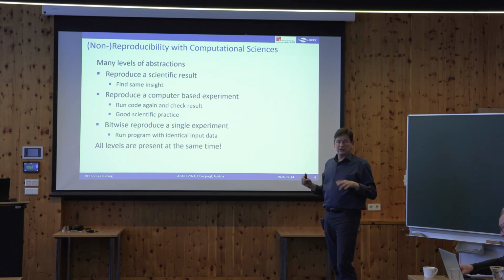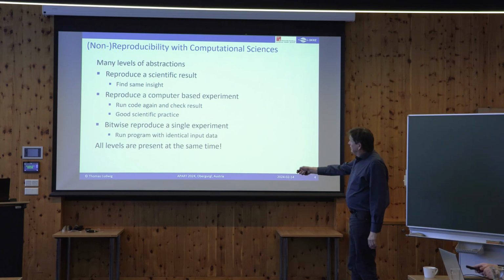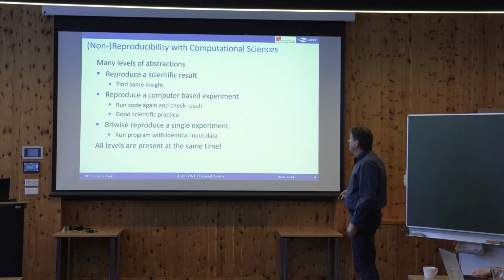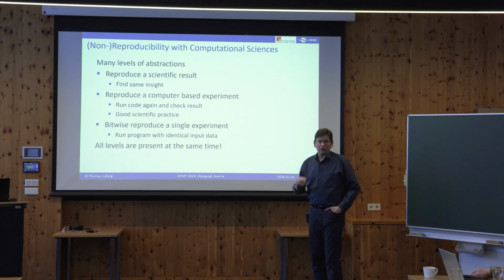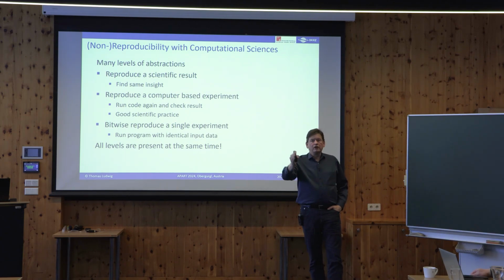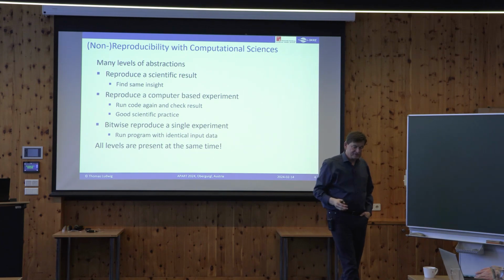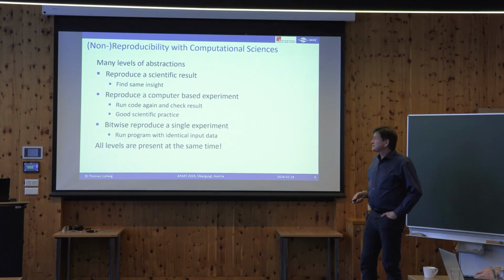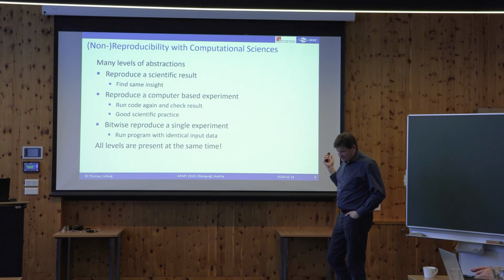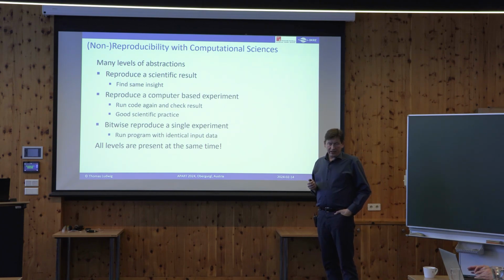Maybe on my machine the environment is identical, but will another person be able to reproduce it? And then on the lowest level is what is called bitwise reproducibility of a single experiment. You run a program, you get a certain result, you run it a second time, and you would like to have it bitwise identical. Is it possible or not? We will just see. Is it necessary or not? Difficult to say.